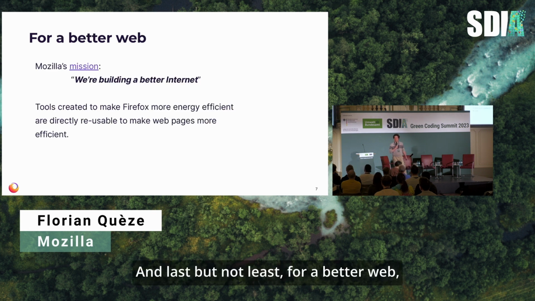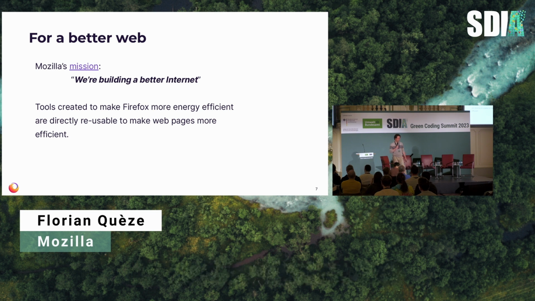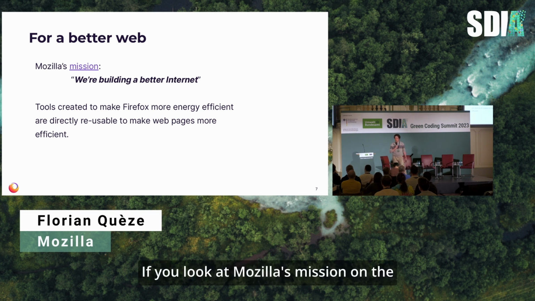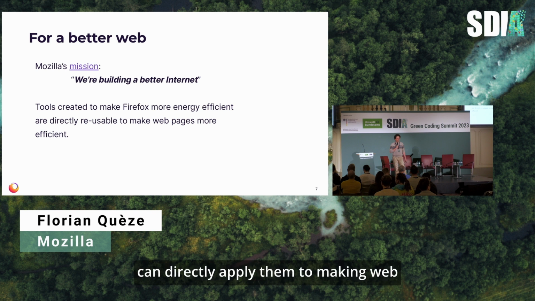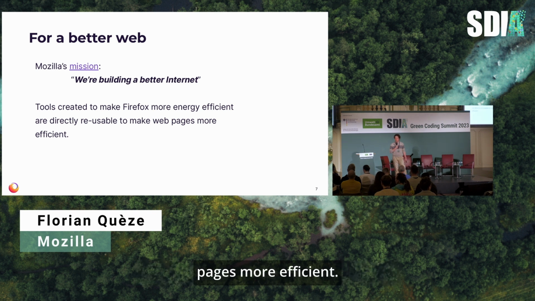And last but not least, for a better web, because it's our mission. If you look at Mozilla's mission on the web page, it says we are building a better internet. And there are lots of details about what that means, but basically we are there to build a better internet. And all the tools we created to make Firefox more energy efficient, you can directly apply them to making web pages more efficient.